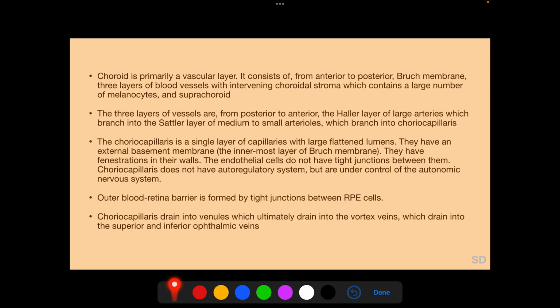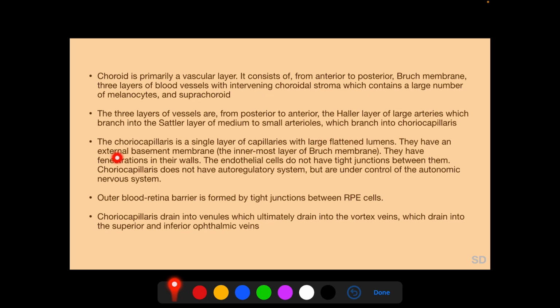The choroid is primarily a vascular layer, which from anterior to posterior consists of the Bruch's membrane, 3 layers of blood vessels with intervening choroidal stroma, which contains a large number of melanocytes, and the suprachoroid. The 3 layers of vessels are from posterior to anterior, the Haller's layer of large arteries, which branch into the Sattler's layer of medium to small arterioles, which then branch into choriocapillaries. The choriocapillaries is a single layer of capillaries with large flattened lumens.